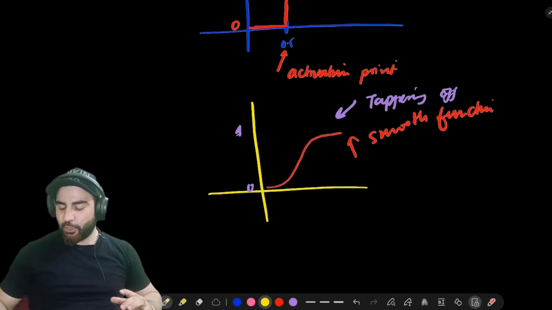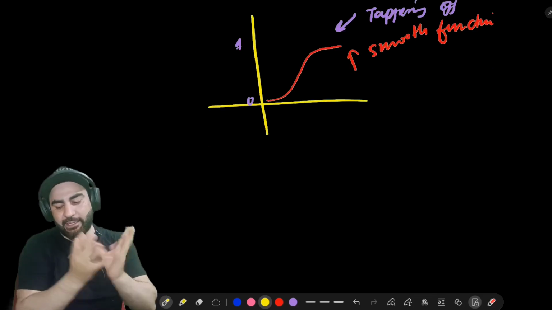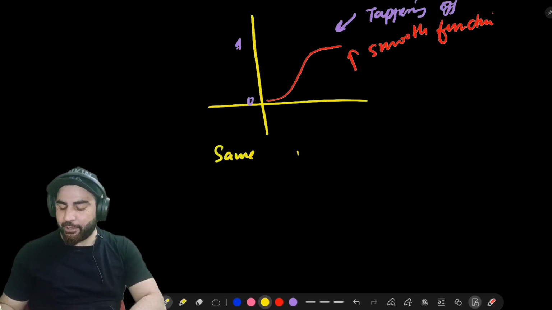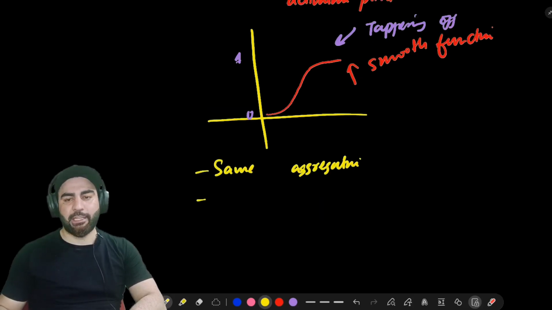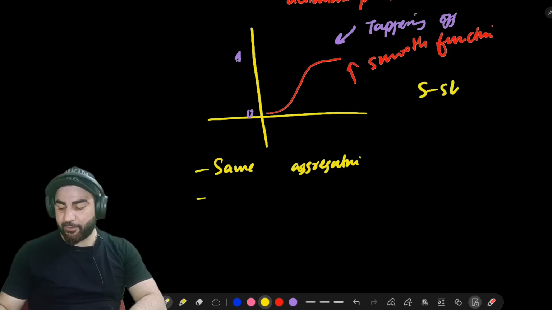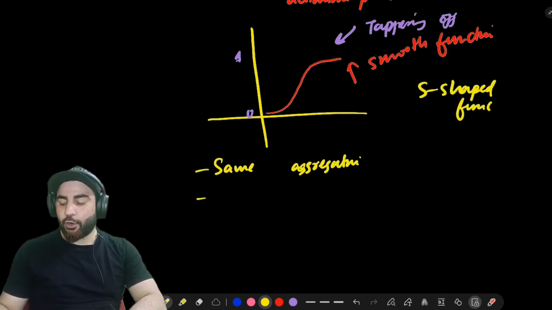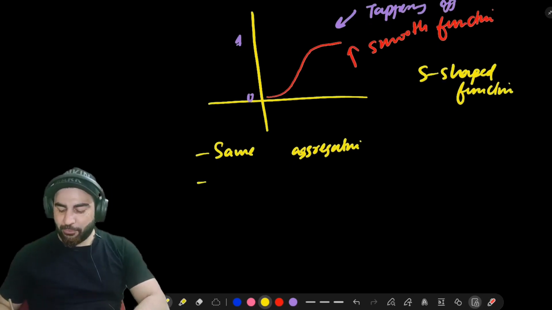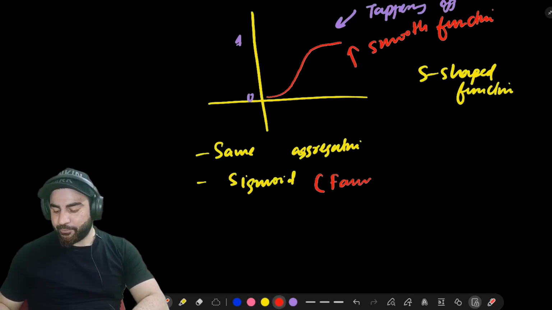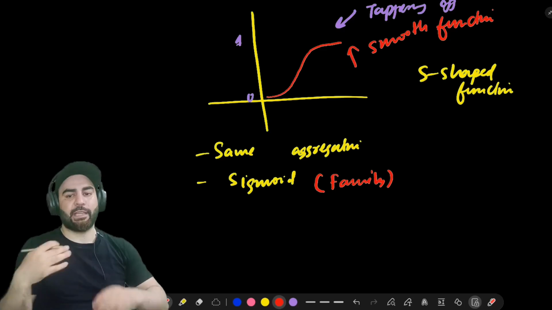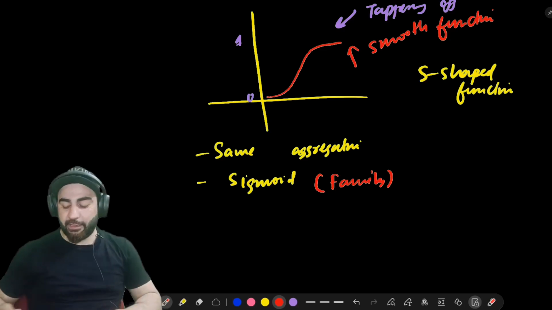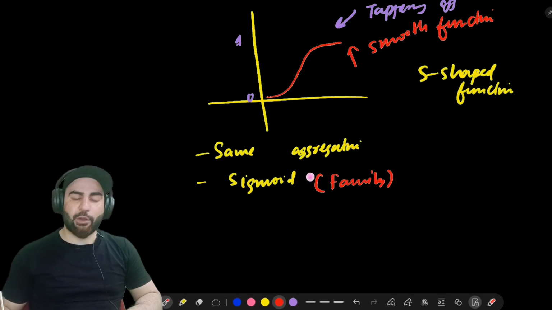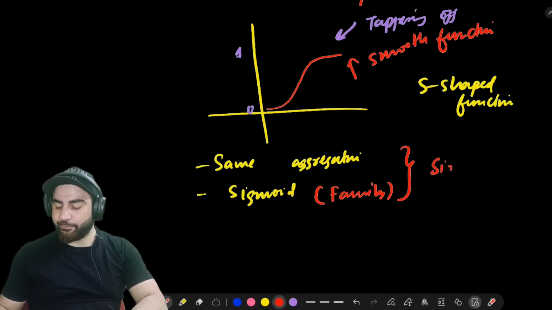So now you keep the aggregation function the same, and you come up with a function. Let's call this an s-shaped function. There are a lot of mathematical functions which form this s shape. One of them is called sigmoid. Sigmoid is a family of functions; there are a lot of functions called sigmoid functions because they have this s-shaped behavior. So now you have the same aggregation function, you take one of the sigmoid functions, and you call this a sigmoid neuron.